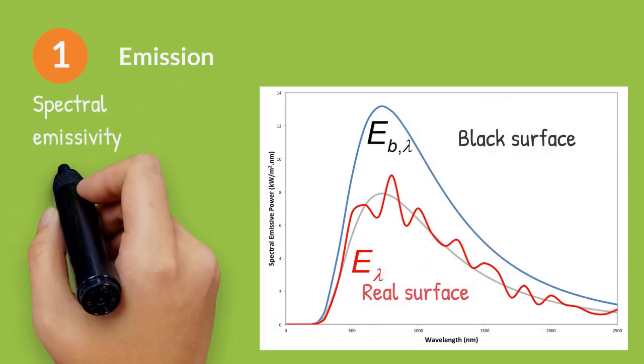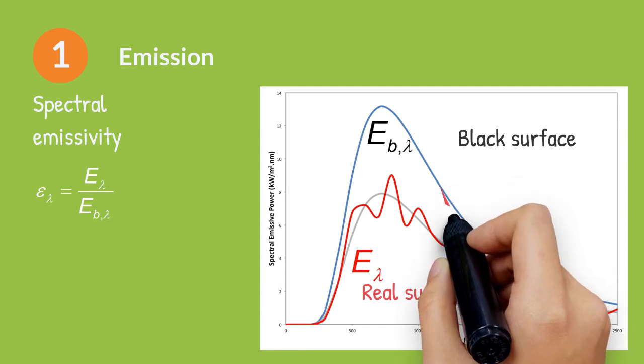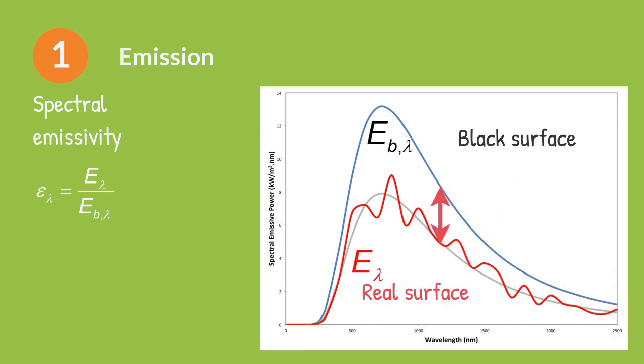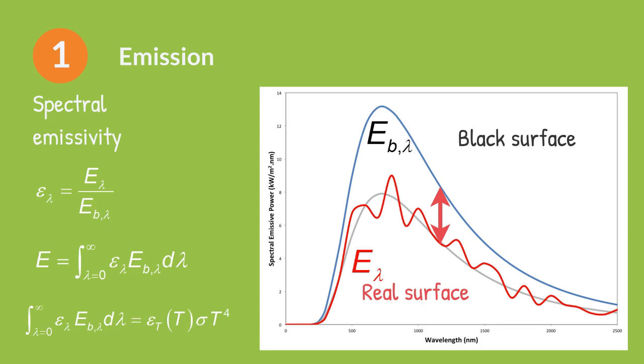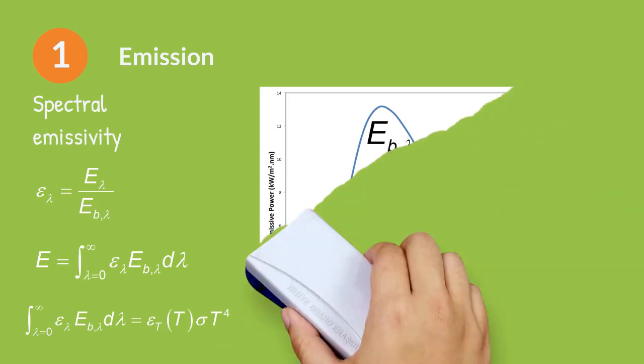The spectral emissivity is the ratio of the spectral emissive power of the actual surface to the spectral emissive power of a black surface at the same temperature. Thus, the actual surface emissive power can be calculated from the black surface spectral emissive power and the spectral emissivity, integrating over the entire spectrum. If the area under the curve is equal to an emissivity times sigma T to the fourth, we have a global average value of emissivity, called total emissivity.